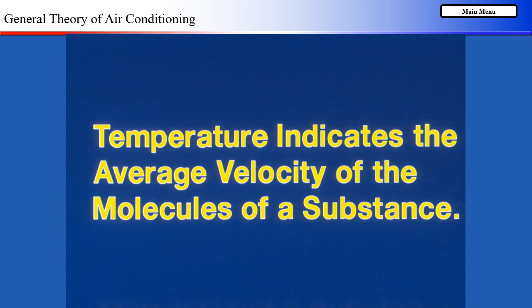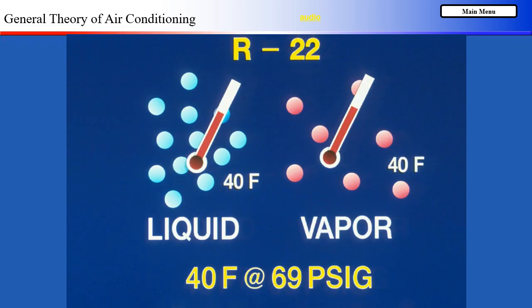Any pure substance is able to change its state. Solids can change to liquids, and liquids can change to vapor and back again. These changes of state occur under a specific combination of temperature and pressure conditions for each substance. The refrigerant R22 changes from a liquid to a vapor at 40 degrees Fahrenheit and a pressure of 69 psig, for example. Therefore, as we continue to heat the R22, it will eventually turn into a vapor or gas.